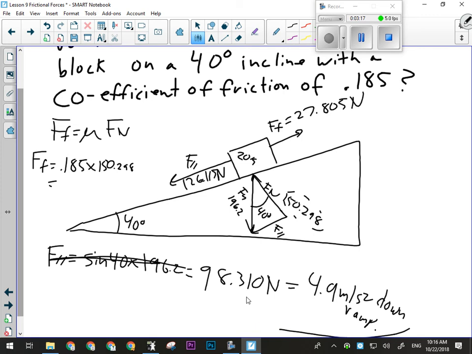Okay, so it doesn't change inclined plane questions a whole lot, but you do have to calculate normal force if you're given the coefficient of friction, or if you're asked to calculate it, then you'll have to calculate normal force. Is that ringing a bell from last week?